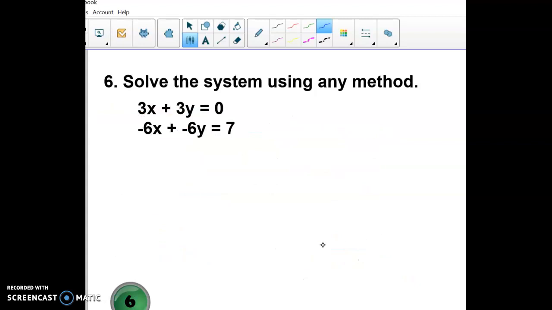All right, last one, the solve any method type. That's the main thing, is to be able to solve systems of equations, and then I think we'll transition to inequalities next, or maybe a story problem. I can't quite remember. But at any rate, give this one a shot.